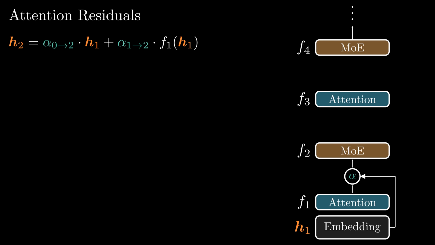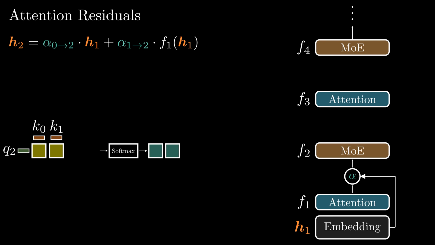To compute these data-dependent weights, we use attention. We start with a per-layer query vector Q2 and compute the compatibility scores between the query and the two key vectors. We then normalize the scores using softmax so that they sum up to 1. These are the weights alpha 0 to 2 and alpha 1 to 2. Finally, we produce the output by linearly combining the value vectors using the weights.